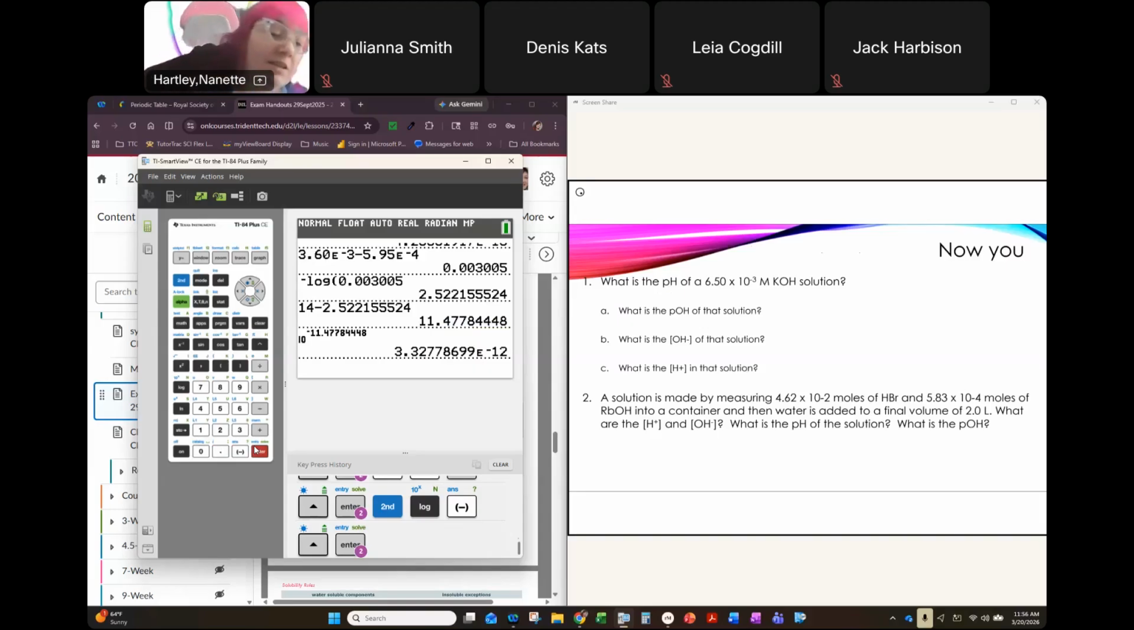Okay. So when I get presented with a problem like this, I look at it and I say, all right, I have 6.50 times 10 to the minus third molar KOH. That tells me what my OH minus concentration is. Because it's a one-to-one relationship, I know that that OH minus is then going to be 6.50 times 10 to the minus third molar. That's my starting place. I can find the negative log of that to take the pOH.